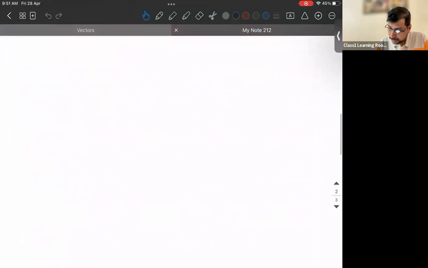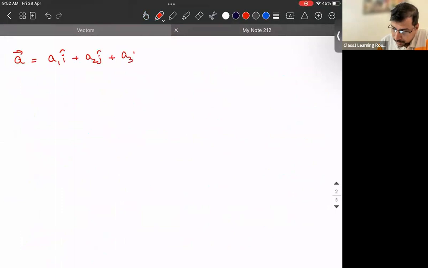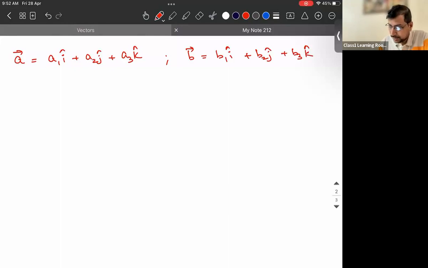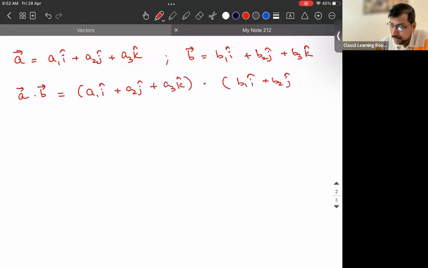Today what we'll see is, suppose A vector is given as A1 I cap plus A2 J cap plus A3 K cap, and B vector is given as B1 I cap plus B2 J cap plus B3 K cap. Now, suppose we are supposed to do the dot product between them. A vector dot B vector is going to be A1 I cap plus A2 J cap plus A3 K cap dot B1 I cap plus B2 J cap plus B3 K cap.